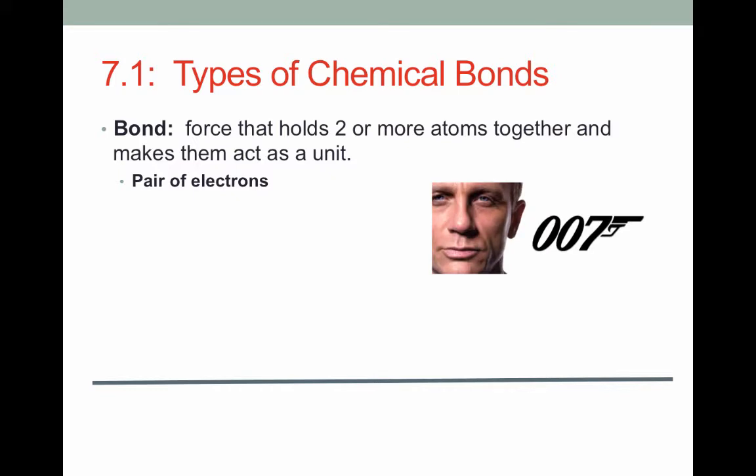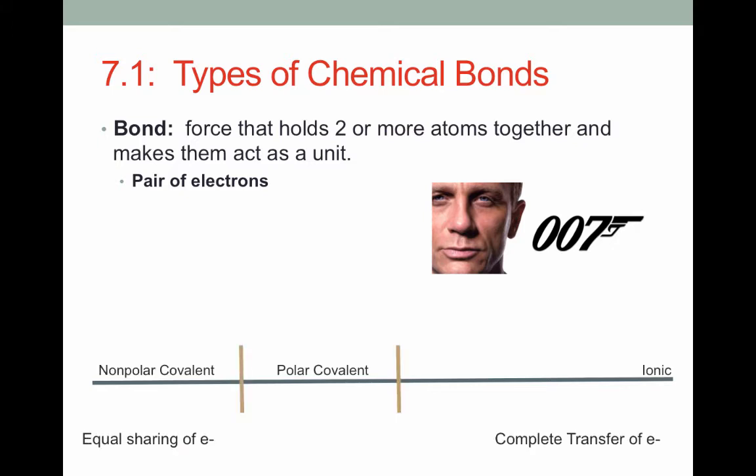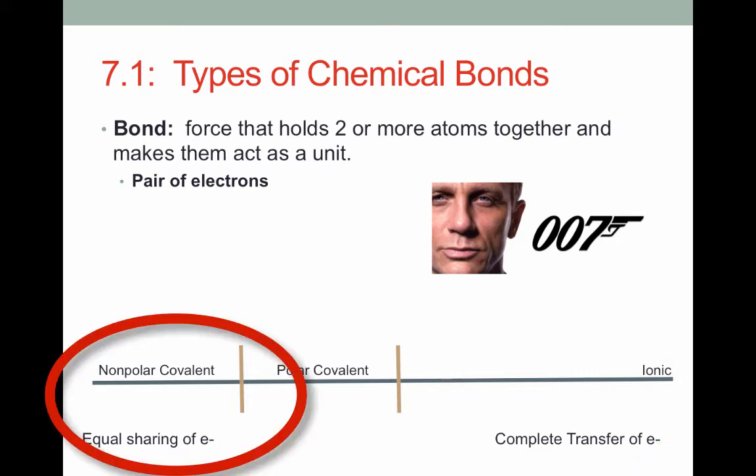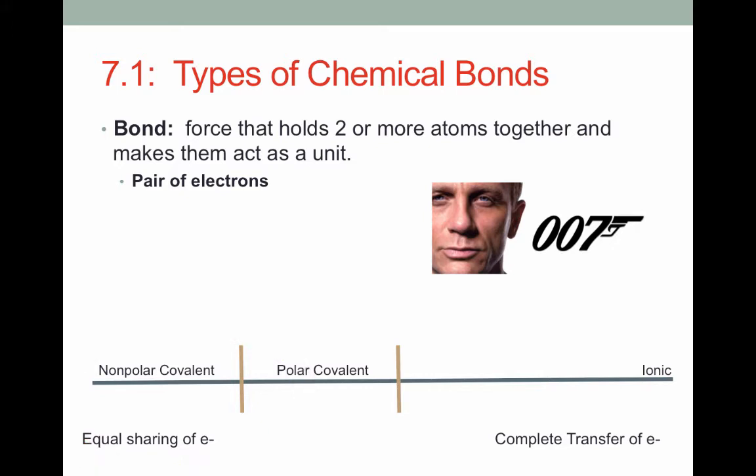As we've already discussed, there are two major types of bonds, ionic and covalent. These bonds lie on a continuum. This means that a bond is not either completely ionic or completely covalent. It can be somewhere in between. So looking at this scale on the bottom here, we see at the far right, we have complete transfer of electrons from one atom to another. This results in an ionic bond. And on the far left, we have an equal sharing of electrons. This results in a covalent bond.